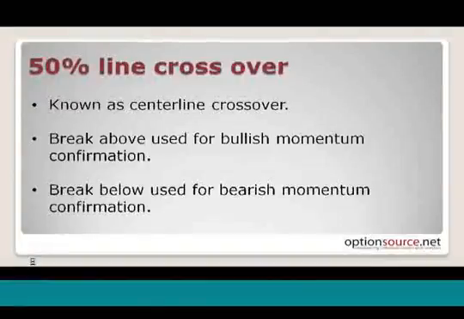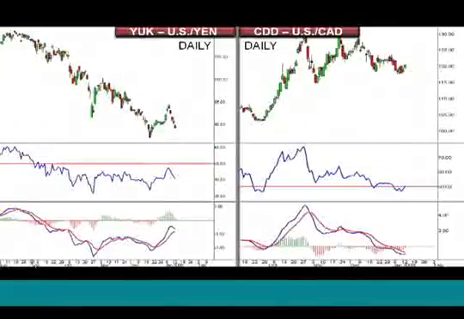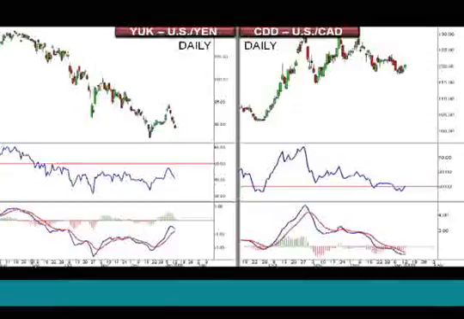What I want to do, and I realize it's kind of a lot of information to digest, but we have our USD/JPY, the U.S. versus the Japanese yen daily chart on the left-hand side, and we've got our USD/CAD, the U.S. versus the Canadian dollar on the right-hand side. And the U.S. has been losing strength against the Japanese yen over the last little while, and so you can see here that clearly we have a downtrend that has been in place.